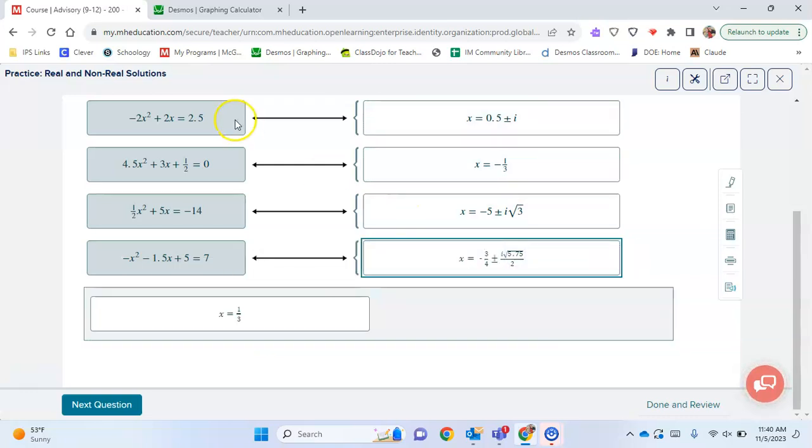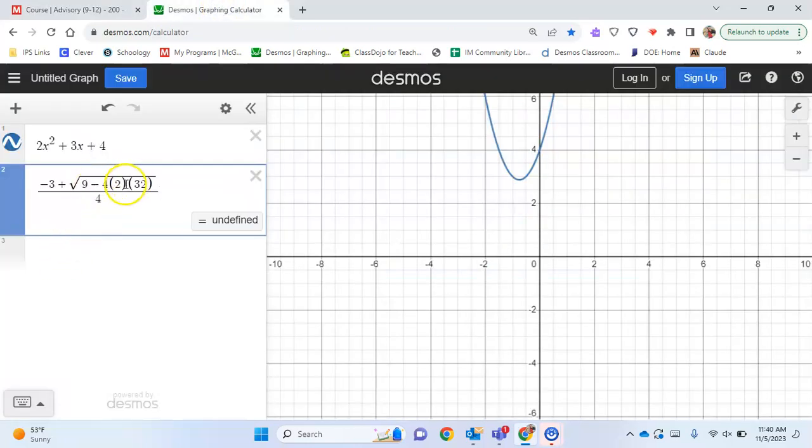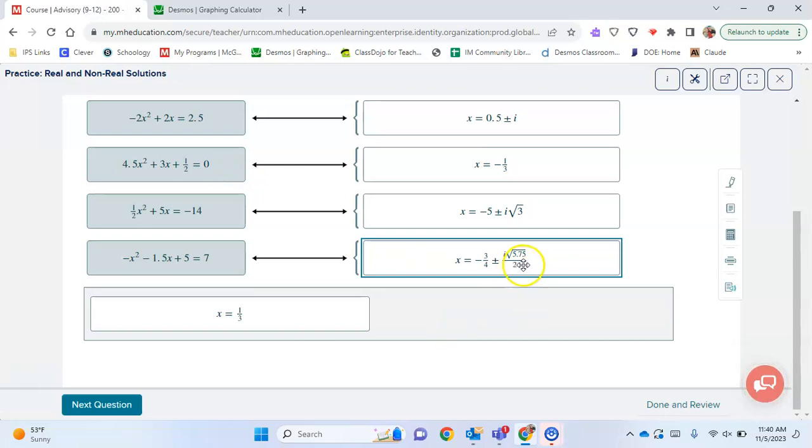And apparently, the square root of negative 23 divided by 4 is i times the square root of 5.75 divided by 2.